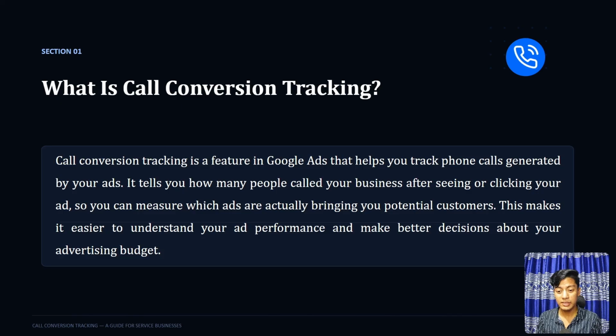Call conversion tracking is a feature of Google Ads that helps you track phone calls generated by your ads. It tells you how many people called your business after seeing or clicking your ad. So you can measure which ads are actually bringing you potential customers. This makes it easier to understand your ad performance and make better decisions about your advertising budget. So I think you understand properly what Google Ads call conversion tracking is.